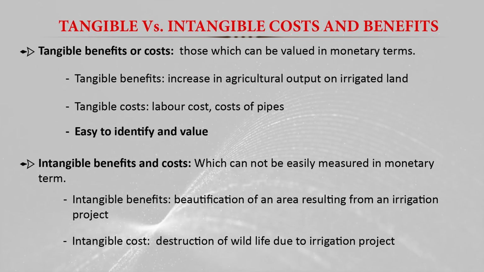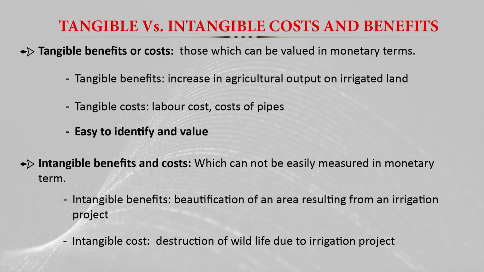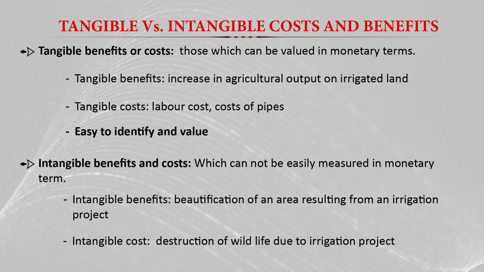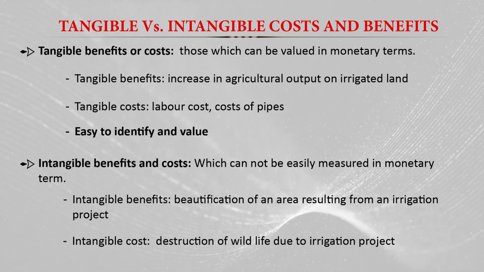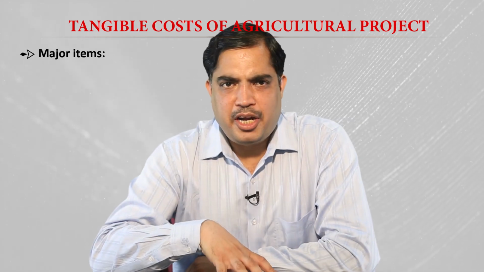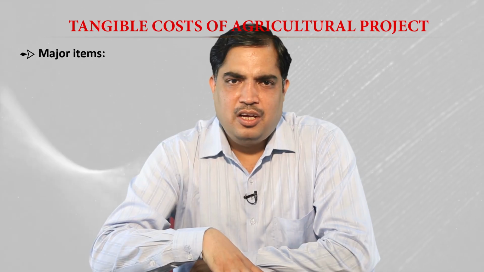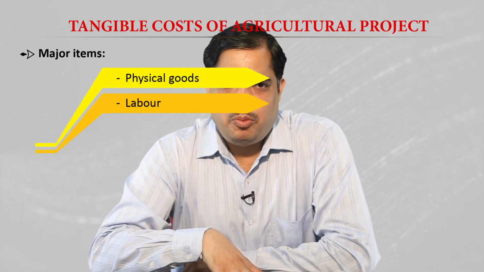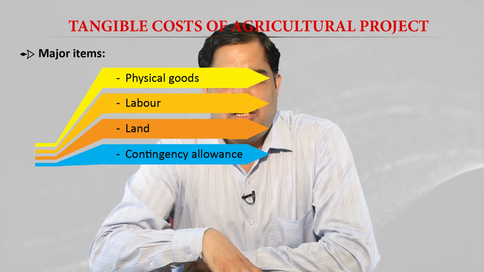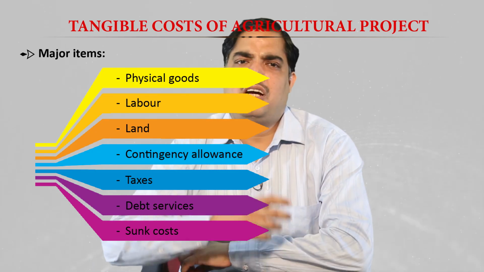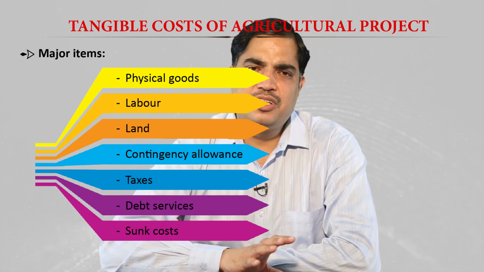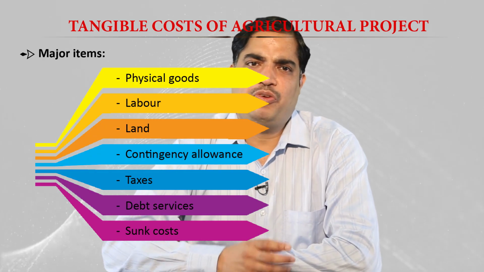But we have to make some estimates about the loss in order to have the correct assessment of the project cost and benefit, the correct assessment of the project value. So we have different types of tangible costs of an agriculture project, like physical goods, labor, land, contingency allowances, taxes, debt services, and then the sunk costs. These are the items we can easily measure as cost items, so we can say they are the tangible costs. We will learn about each cost item in detail.